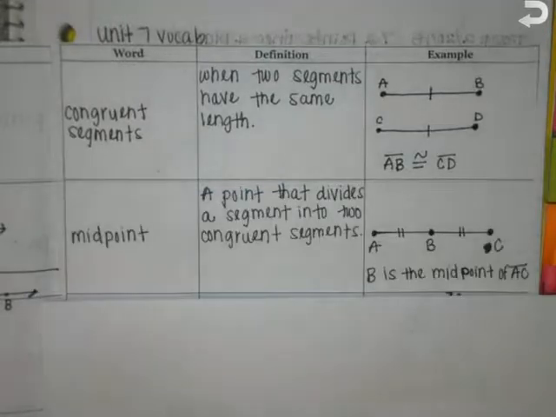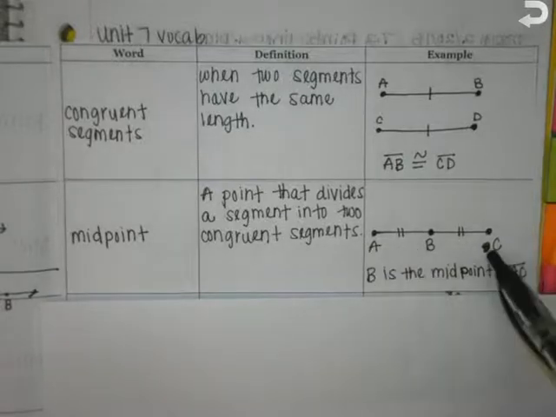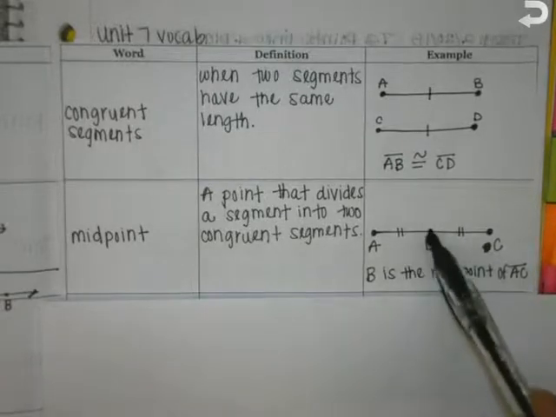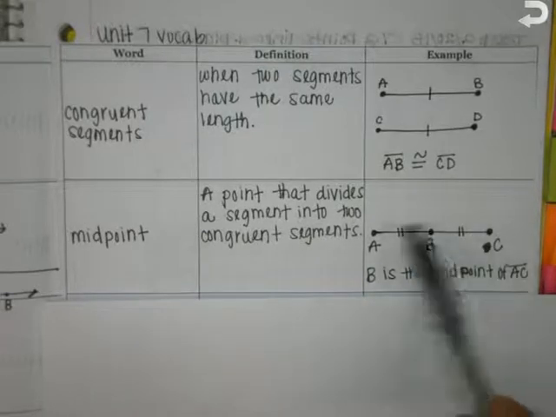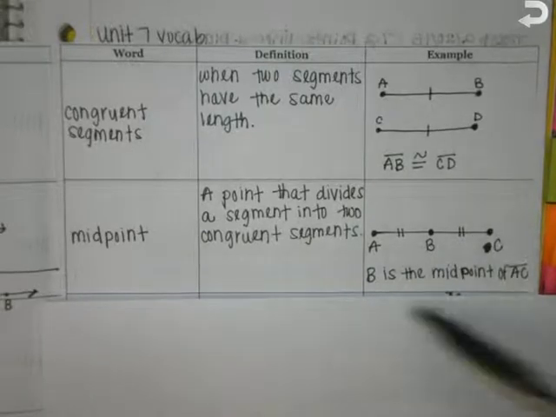Okay, so the midpoint. A midpoint is a point that divides a segment into two congruent segments, or two equal lengths, right? So here we have a segment AC, and we have the midpoint B right at the middle, and it divides the segment into two equal lengths, or two segments here. And B is the midpoint of AC.